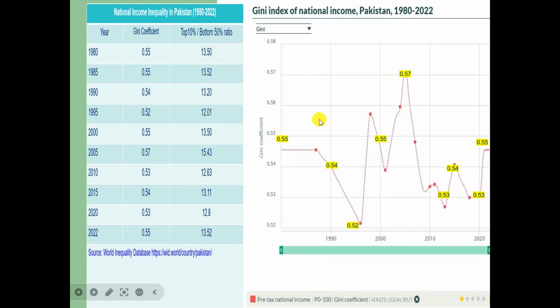This is the graph of the Gini coefficient from 1980 to 2022, and in 2022 the Gini coefficient was 0.55. Since this is close to 1, inequality is higher in Pakistan. Somewhere here in 1996, this coefficient was 0.52, which was the lowest, but in all other years the Gini coefficient is much higher. And in 2005, it was 0.57, which was the highest.